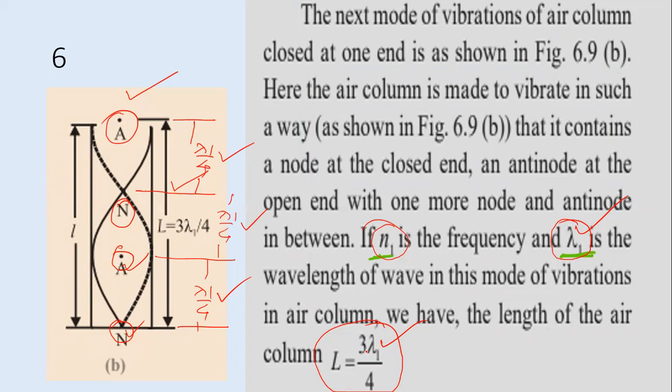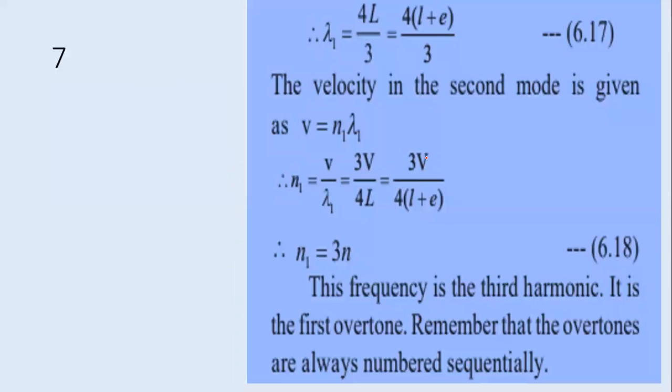So this is the length of the air column, and therefore lambda 1 will be equal to 4L divided by 3. This length of the air column, capital L, is equal to small l plus e, that is the length of the pipe plus end correction. Therefore, lambda 1 is equal to 4 into bracket small l plus e divided by 3.